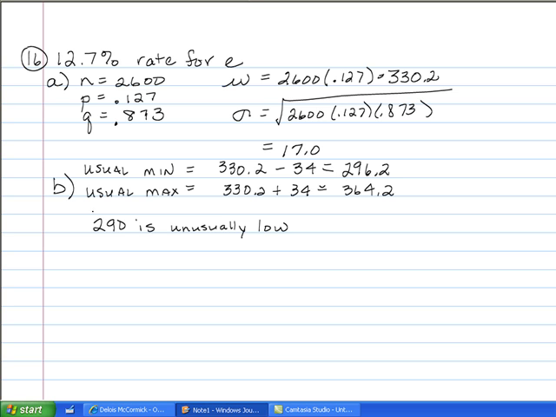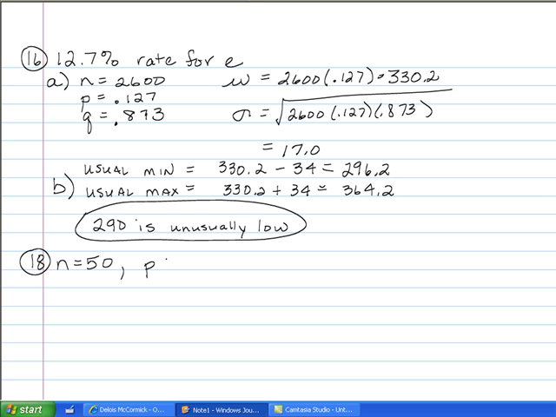Alright, one last one, number 18. If you place a bet on the number 7 in roulette, you have the probability of 1 over 38 of winning. Find the mean and standard deviation for the number of wins for people who bet on the number 7 50 times. So n is 50. p is 1 over 38. That means q is 37 over 38.